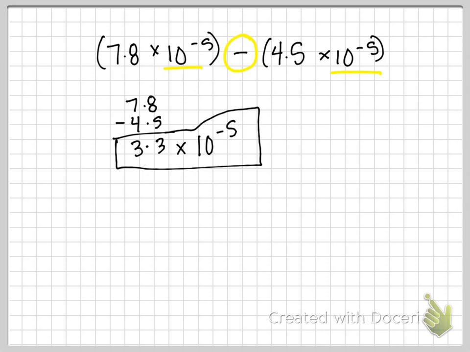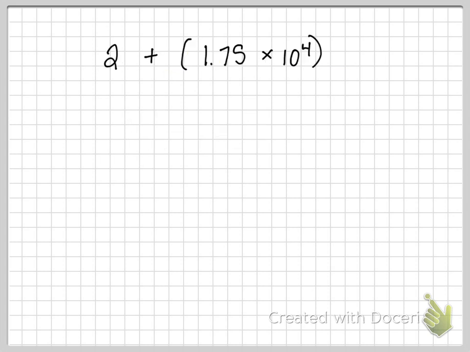Okay, not done. Sorry. Okay, look at this one. Notice how the first number is not given in scientific notation. We have to write it in scientific notation, because these aren't in the same form, right? What is 2 in scientific notation?